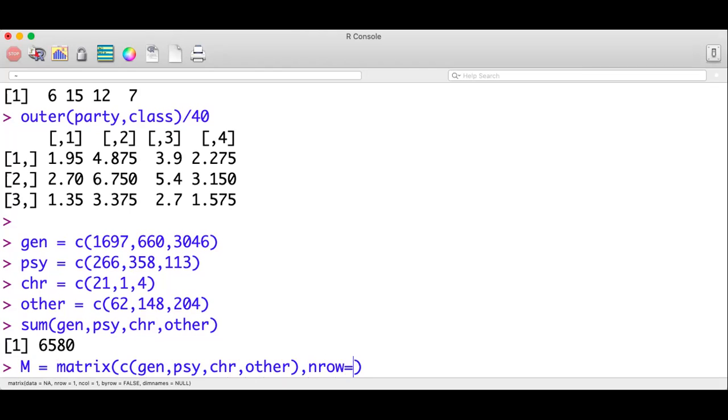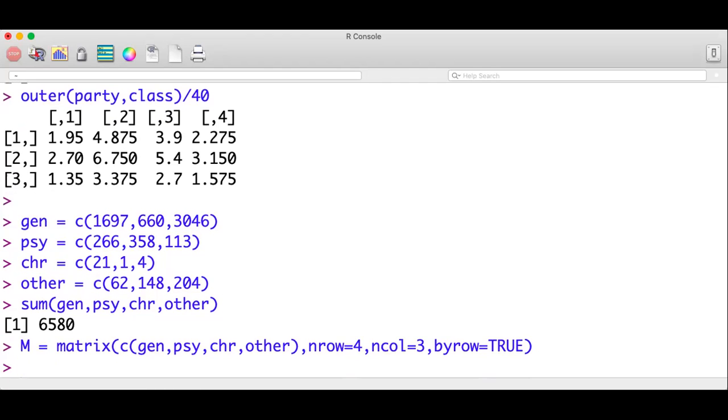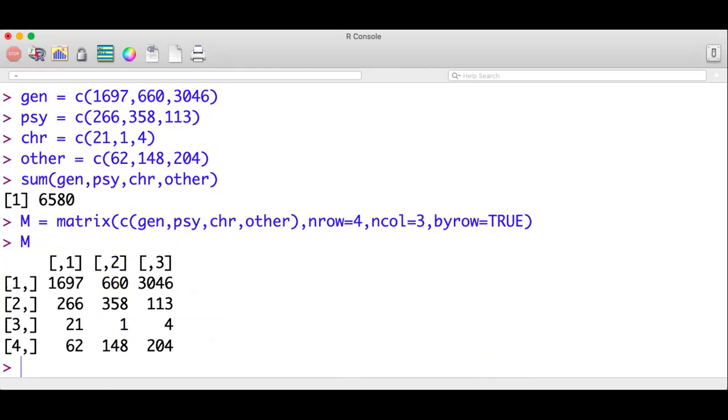We're going to have 4 rows and 3 columns in this case. And I'm going to sort by row. I always just automatically sort by row. That's the way that I think about matrices. So I usually put by row equals true, but if instead of storing the rows you wanted to store the columns, then you wouldn't have to put anything in this part. Okay, so here's our matrix M. Okay, so this is all the values that we had before.